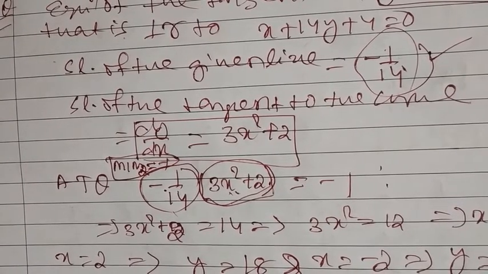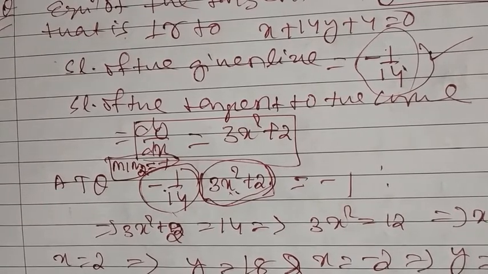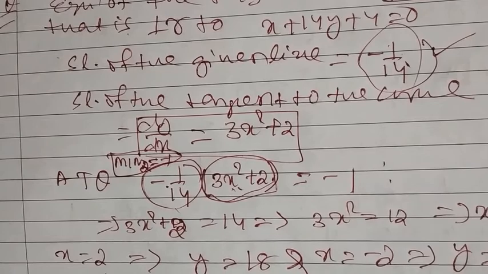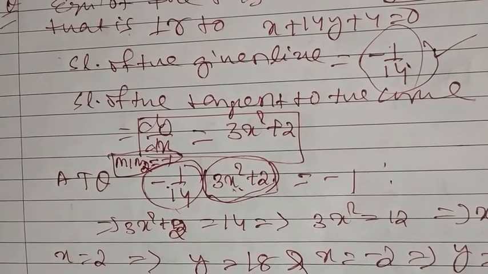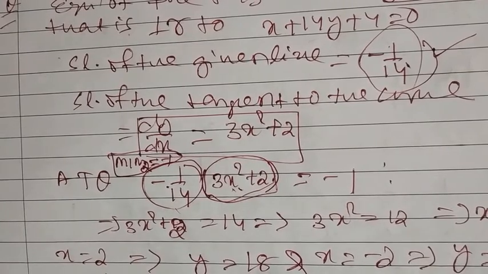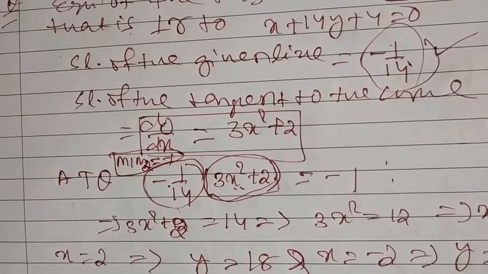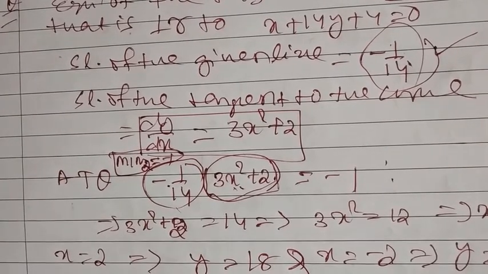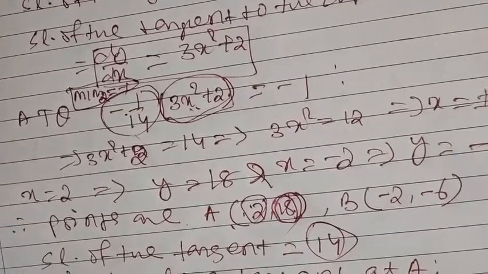Then equation of the tangent at A, निकालो: y minus y1 is m into x minus x1. y minus 18 equal to 14 into x minus 2. Then equation of tangent at B in the same style, y plus 6 equal to 14 into x plus 2. Okay, now let us take another question.